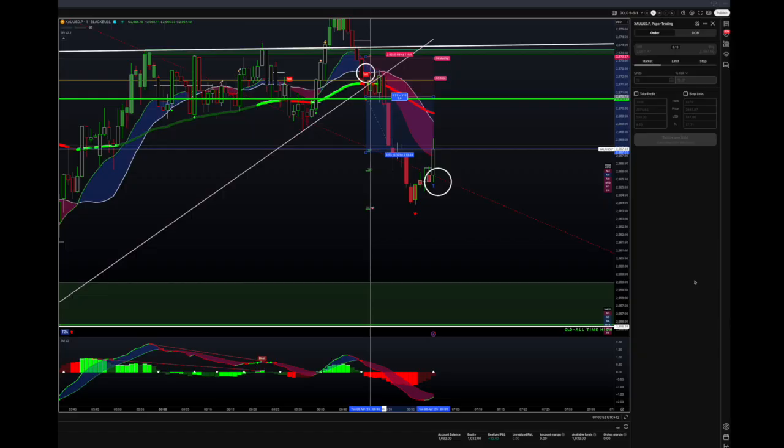And so now we will look for another opportunity to potentially take a better trade, but that was still a win, small win, but still a win. So we'll keep going.